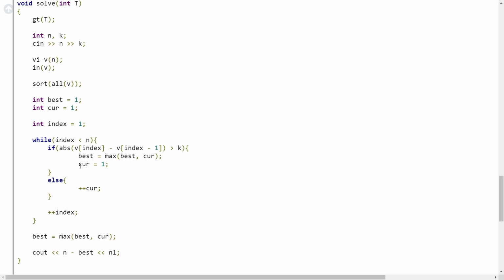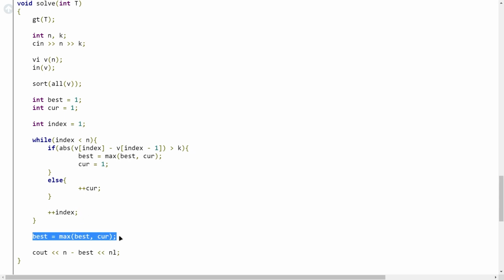And after updating it, I will update the value of current as 1. Also, if this condition is false, that means the current element and the previous element are within permissible limits. So I can increase the size of the current group, and in any of those cases, I will increment the value of index.